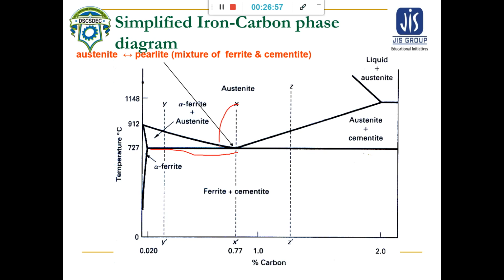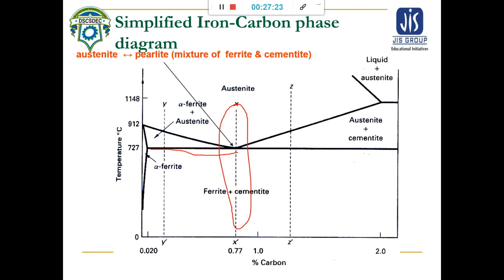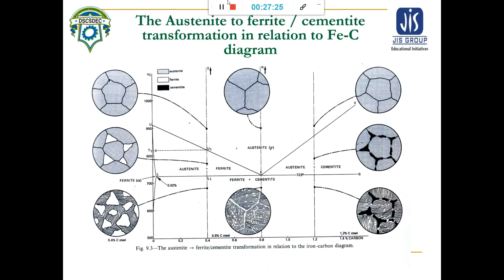In this region, eutectoid reaction may take place. So this is the simplified iron carbon phase diagram, which only shows our austenitic phase transformation. Now in the simplified iron carbon diagram, we will see about the austenite to ferrite or cementite transformation in relation to the iron carbon diagram.